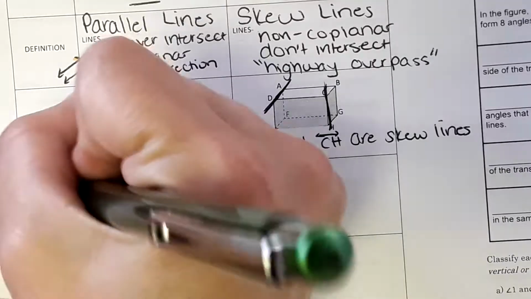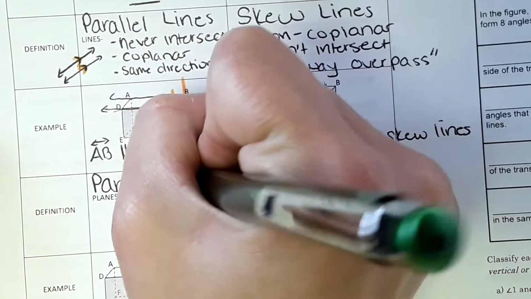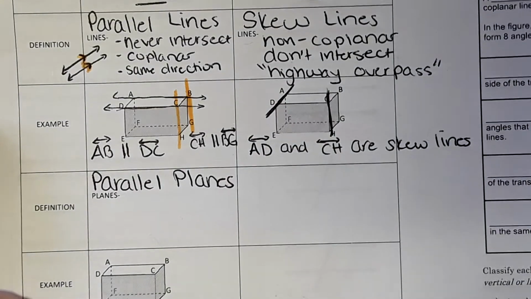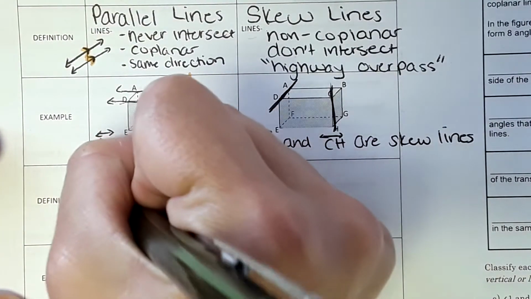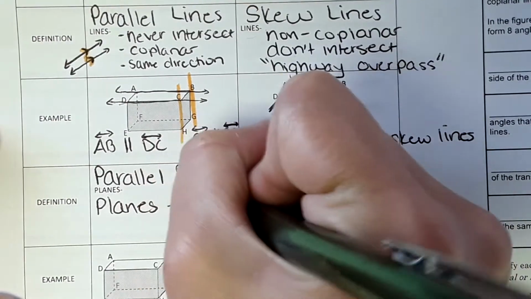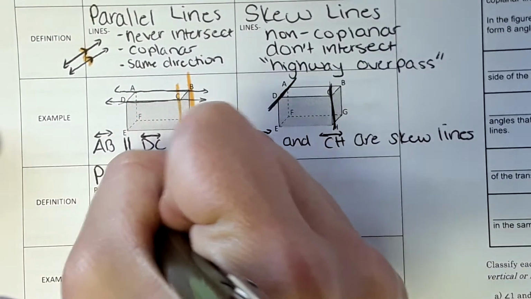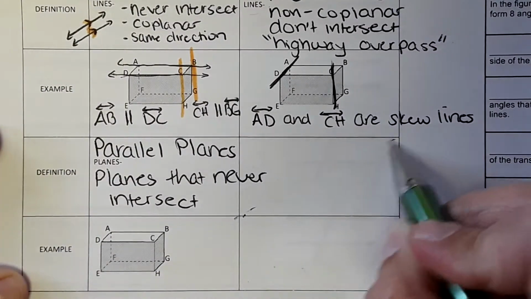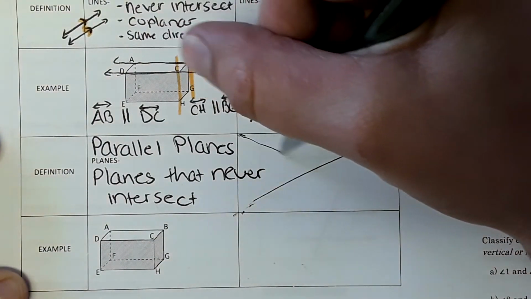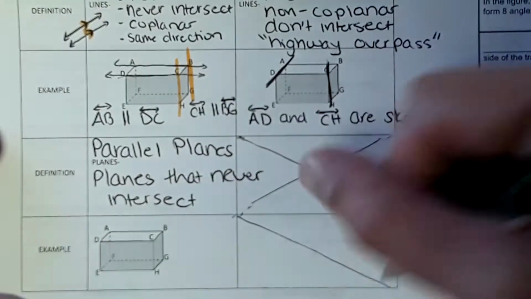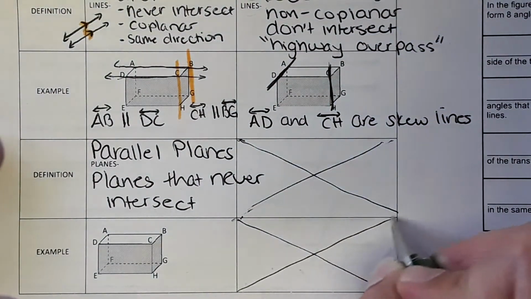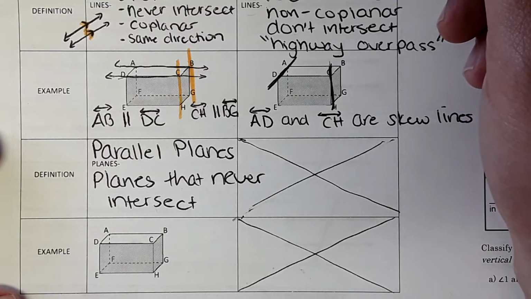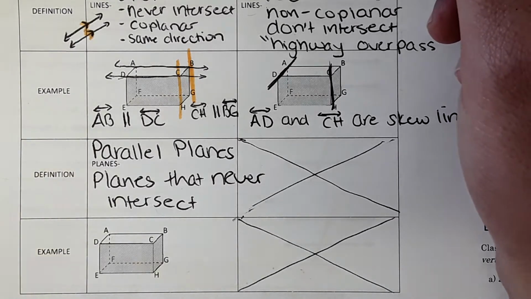Then for planes, there is such a thing as parallel planes. And parallel planes are planes that never intersect. We'll look at an example on this one right here. She didn't have anything written in here. We're not using this box, and we're not using this box. There's really no such thing as skew planes, because skew planes would always intersect at some point.